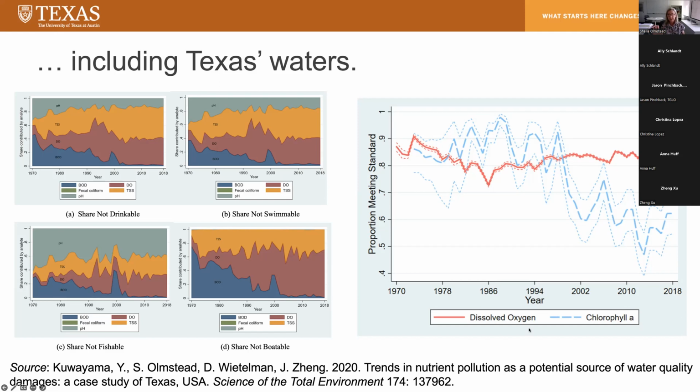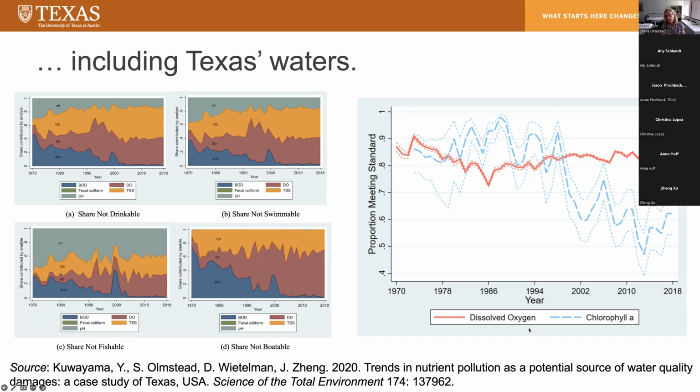And on the right-hand side, you can see a similar pattern. We don't have national, federal regulatory standards for chlorophyll A, which is another important indicator of nutrient pollution in waterways. But we do have chlorophyll A standards in some states, including the state of Texas, for some water bodies.